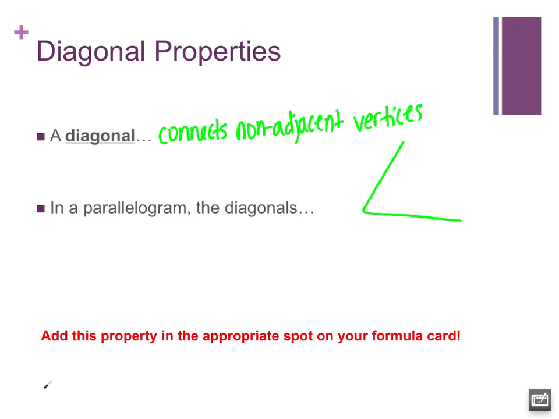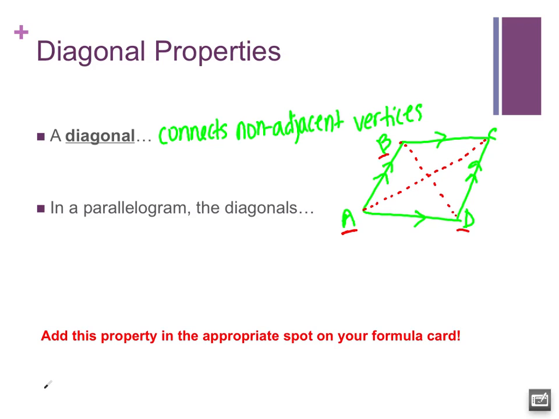Okay, so if we draw ourselves a parallelogram, I'm going to mark the opposite sides parallel so we know that it's a parallelogram. Now let's mark in the diagonals. It says non-adjacent vertices. A is adjacent to B and D. Therefore, C is a non-adjacent vertex. So here's one diagonal. Here's the other diagonal.